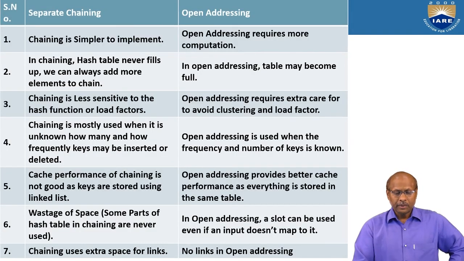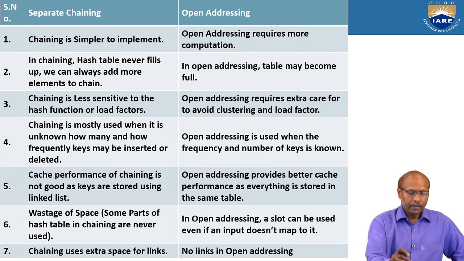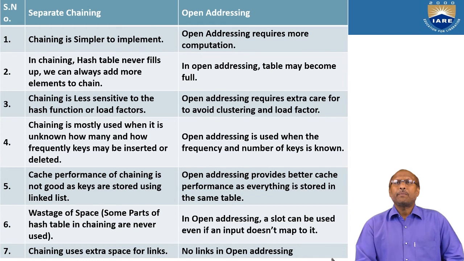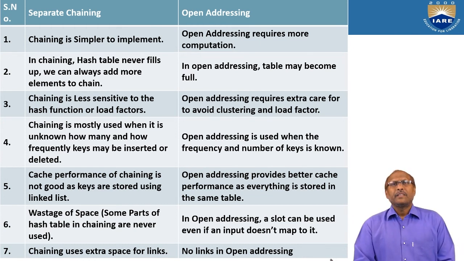There is a difference between separate chaining and open addressing. Chaining is simple to implement, and open addressing requires more computation. Second, in chaining, the hash table never fills up. We can always add more elements to the chain. Whereas in open addressing, the table may become full. The third difference is chaining is less sensitive to the hash function or load factor. Whereas open addressing requires extra care to avoid clustering and to manage the load factor.